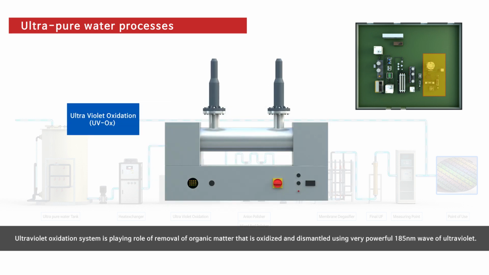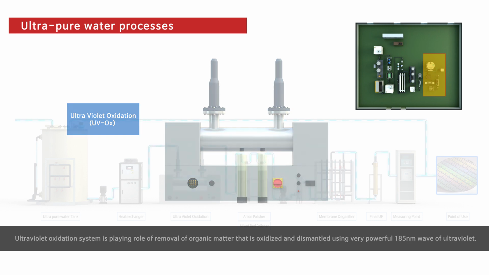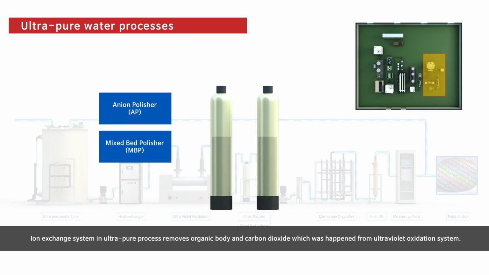The ultraviolet oxidation system plays the role of removing minimal quantities of existing organic matter, which is oxidized and dismantled using a very powerful 185 nanometer wave of ultraviolet. The ion exchange system in the ultra-pure process has the same function as in the pure water process, with the purpose of removing organic matter and carbon dioxide produced by the ultraviolet oxidation system.